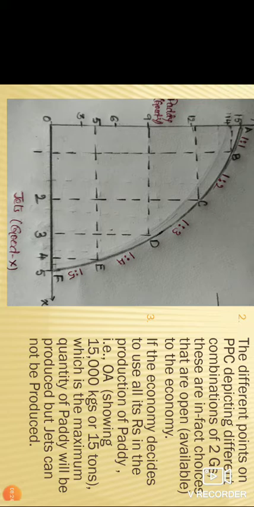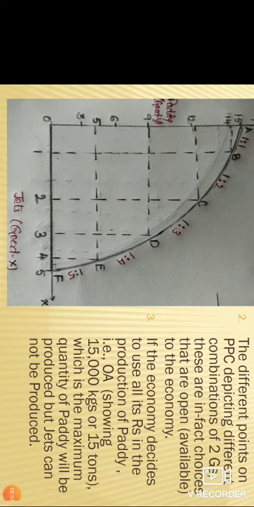In the D combination, how many hundreds of jets did we have? The answer is 3. And in the E combination, how many jets do we have? 4. So how much increase do we have? Extra 100 only. So to gain 100 jets, we are now sacrificing 4 tons of paddy. Earlier it was 1 is to 1, 1 is to 2, 1 is to 3. Now 1 is to 4.